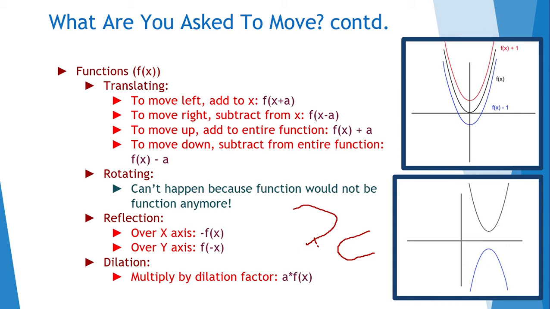Now, to reflect a function, we can reflect a function across the x-axis by simply making the entire function negative, and we can reflect the function across the y-axis by just making the x's negative. So not the entire function, but just the x's within the function. Finally, dilation is the simplest. You're just going to multiply the entire function by the dilation factor.